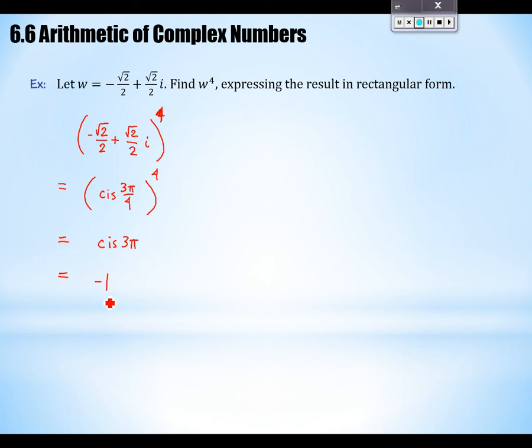You could actually write it out, right? You could say cosine of 3 pi plus I times the sine of 3 pi, and you'll work it out, you'll get -1. Okay? Nice problem, isn't it?